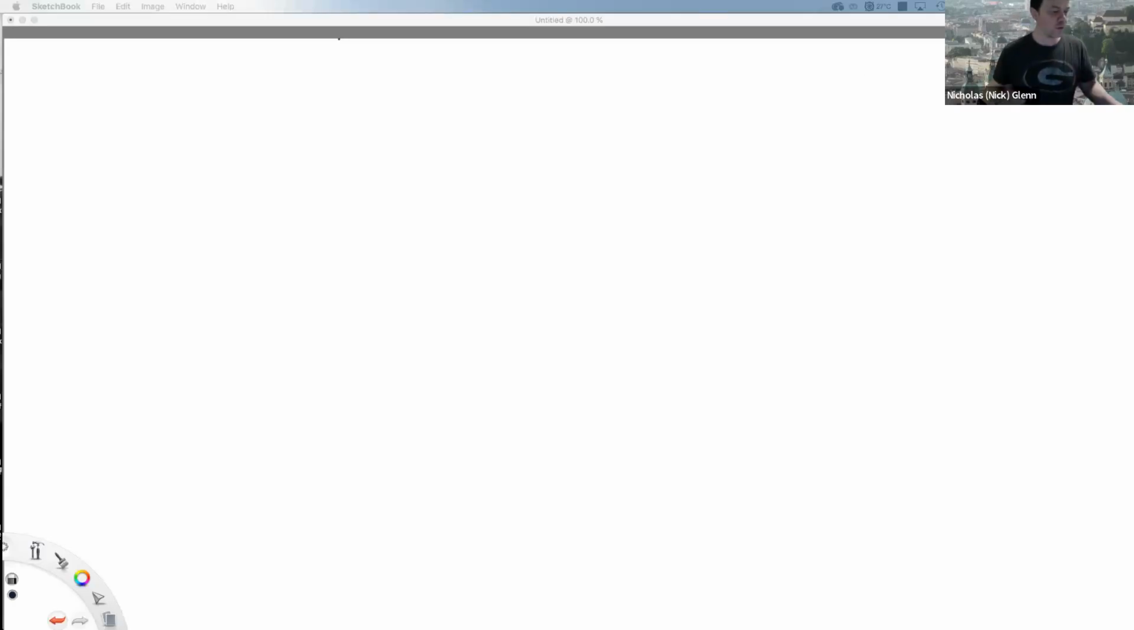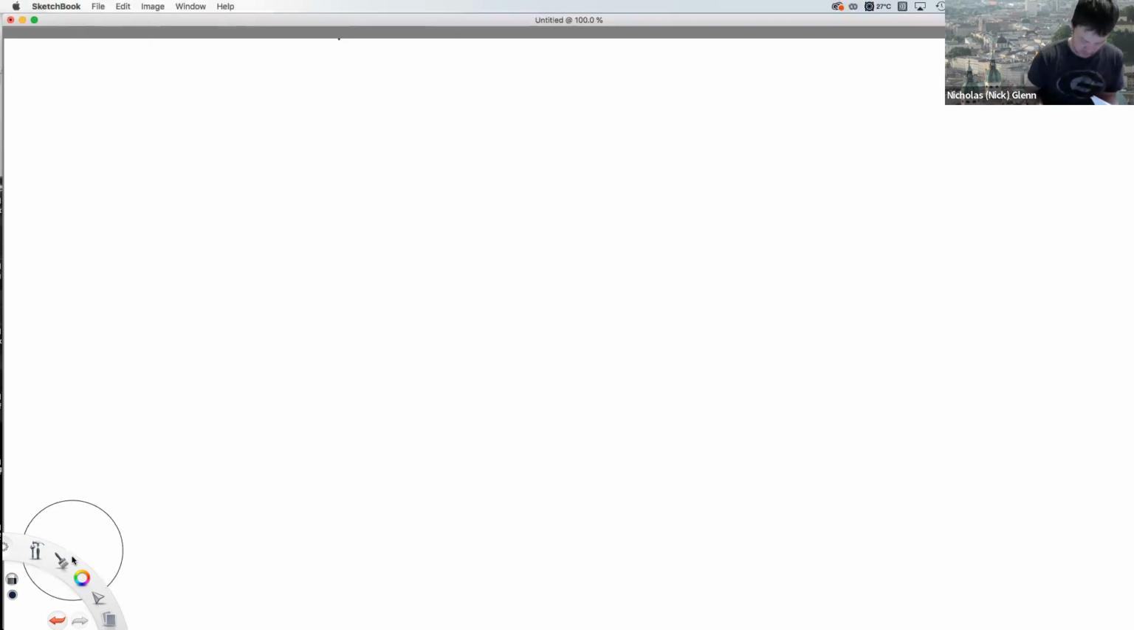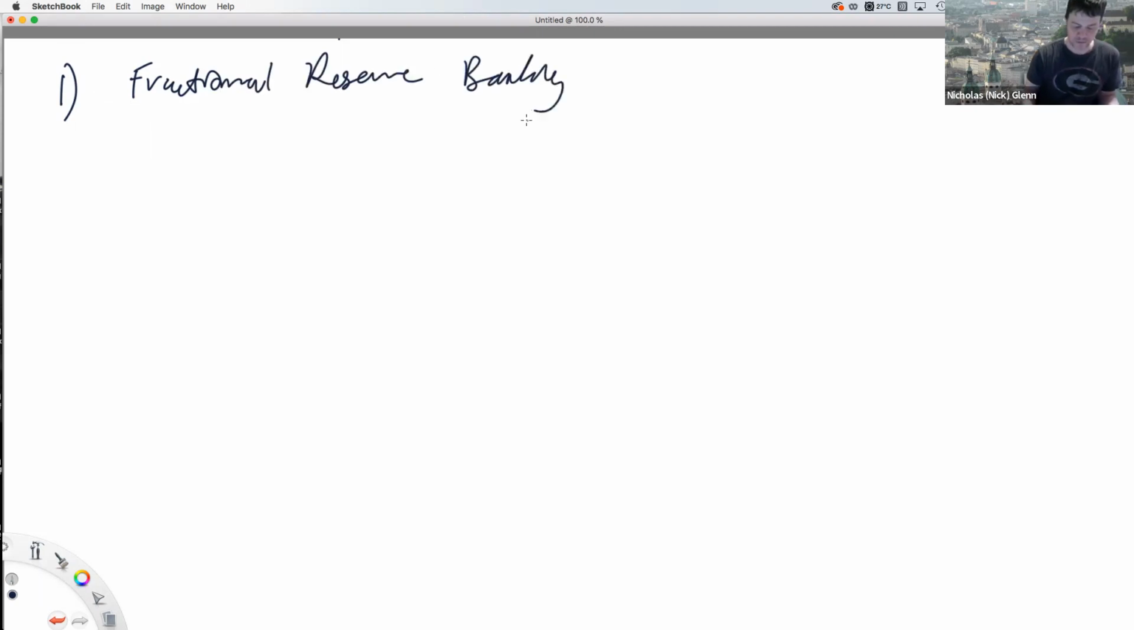Okay, now I'm gonna work through the second part of the practice exam. All right, so we'll start off with number one here. This is looking at fractional reserve banking. This is where banks keep a fraction of the deposits and use the rest of it to make either loans or some type of investment with it.